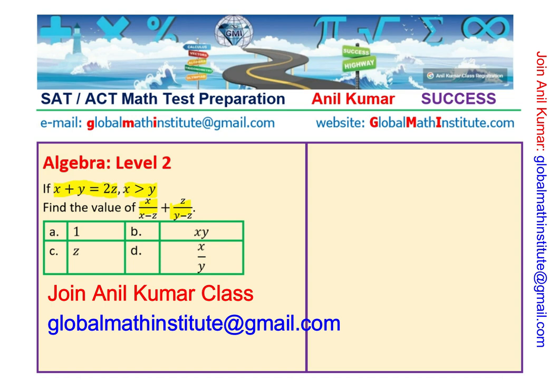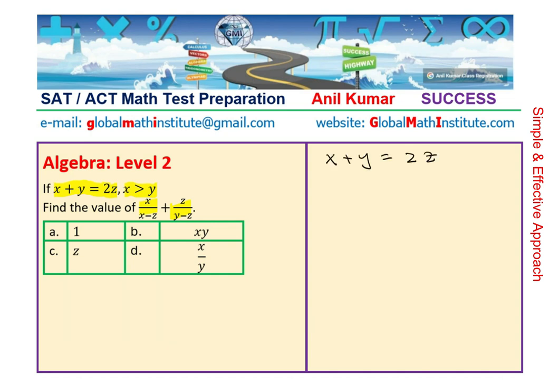Now, as you can see, we are given x plus y equals to 2z, right? So it's good to have the sum of x and y as an even number so that when you divide by 2, you get a number which is a natural number. X is greater than y. So we can take even numbers like 4 and 2, right?